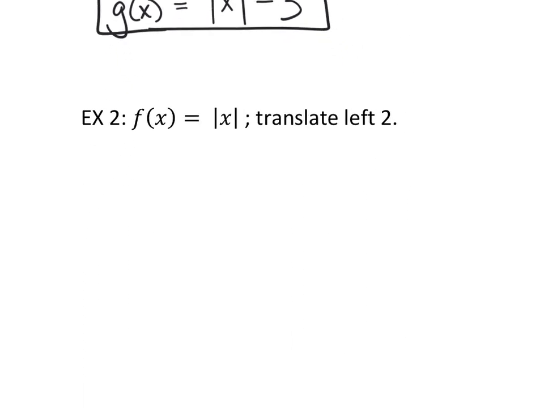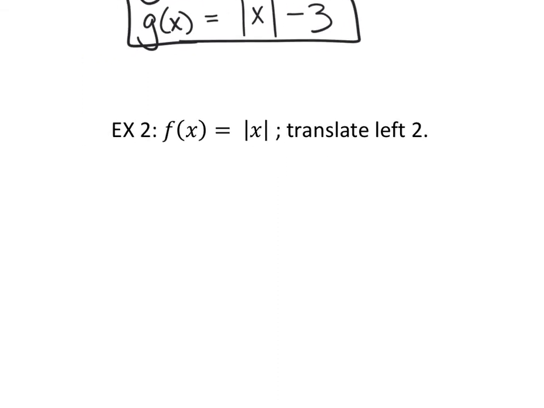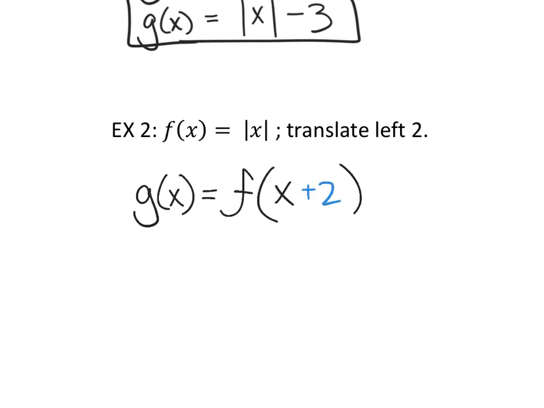It says we want to translate the absolute value function 2 units left. Is left going to be an inside or an outside transformation? Inside. Now to move to the left, I'm going to be adding some number or subtracting some number. Adding 2. So I'm going to take the original parent function, f of x, but on the inside, I'm going to say x and add 2.